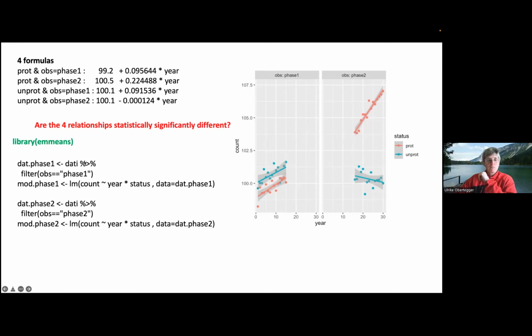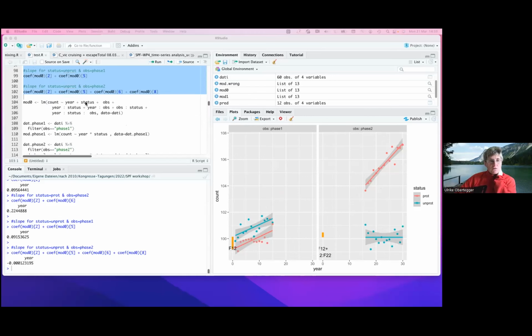We filter from our data the observations for phase 1, and then we execute again a linear regression. And this time, it is year star status. This means a two-way interaction. You do the same thing for phase 2. And so we have two data sets, for the observations of phase 1 and of phase 2. And we want to know if the slopes of those two relationships are statistically significantly different or not. Let's see how this is done in R and what's the output.